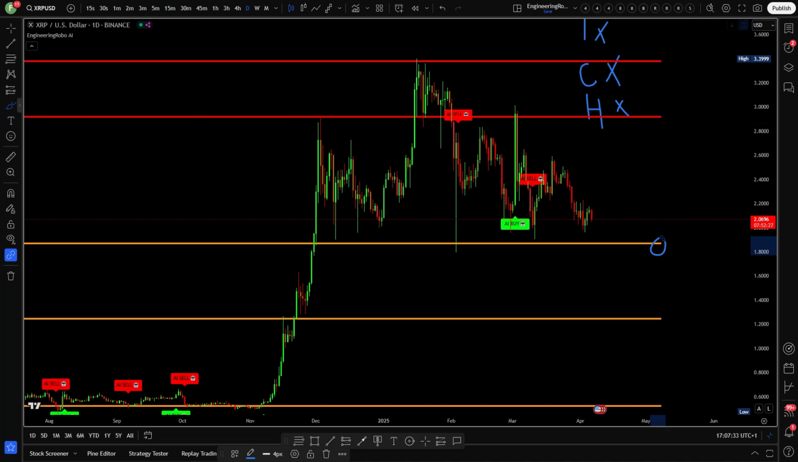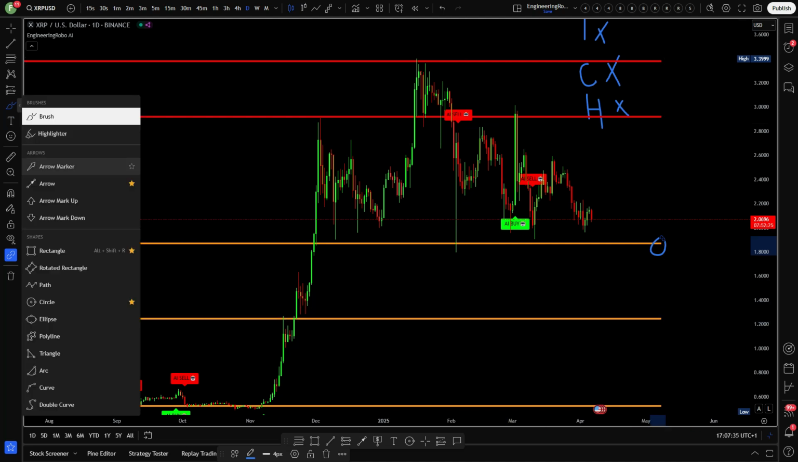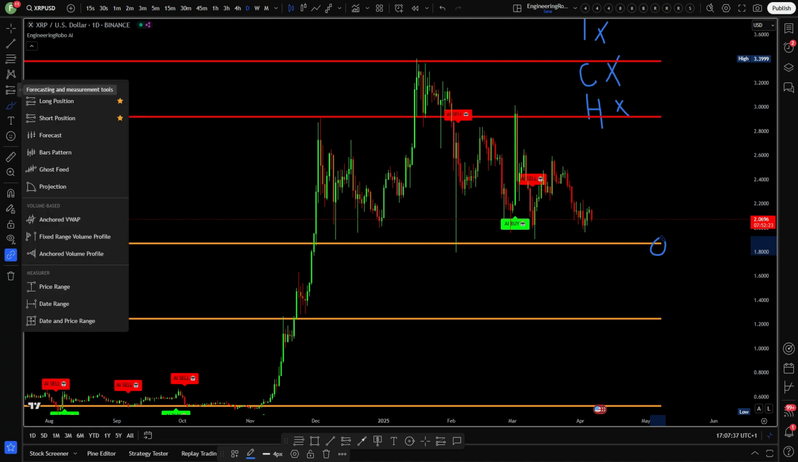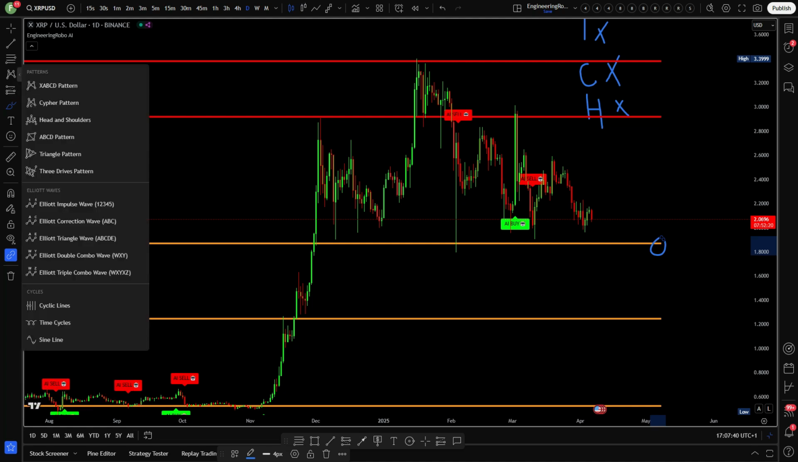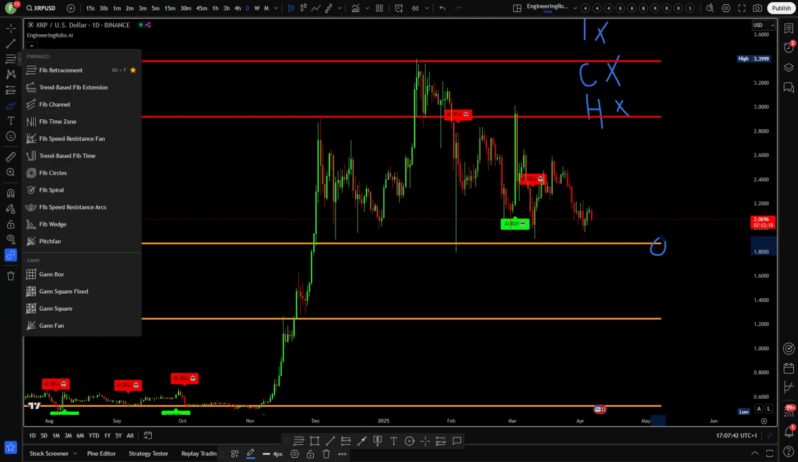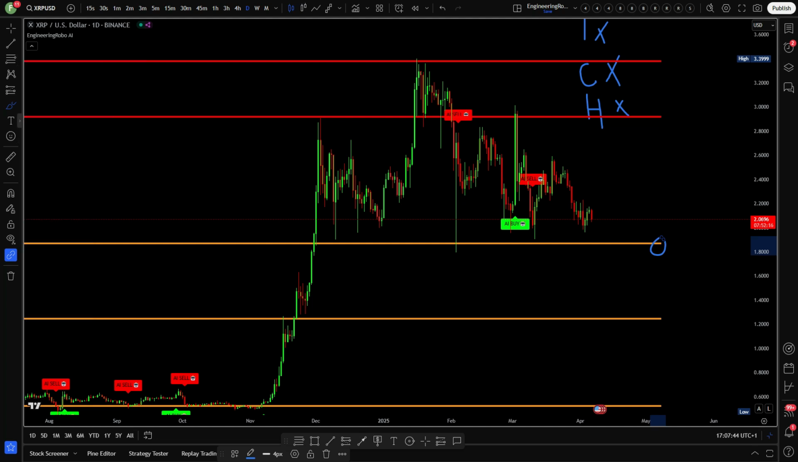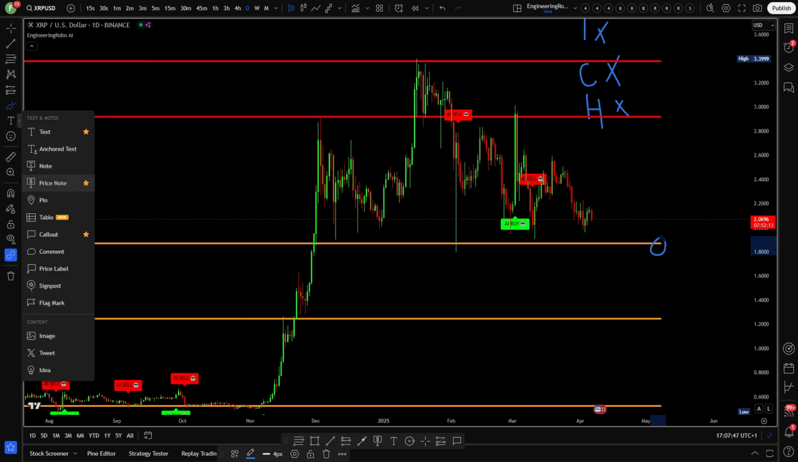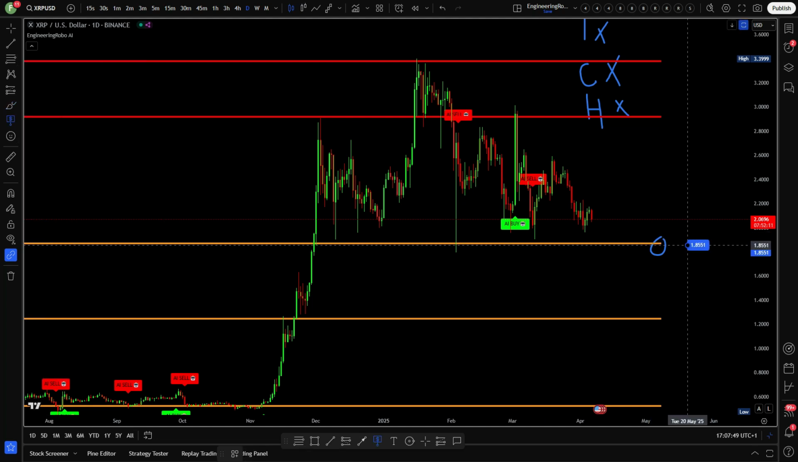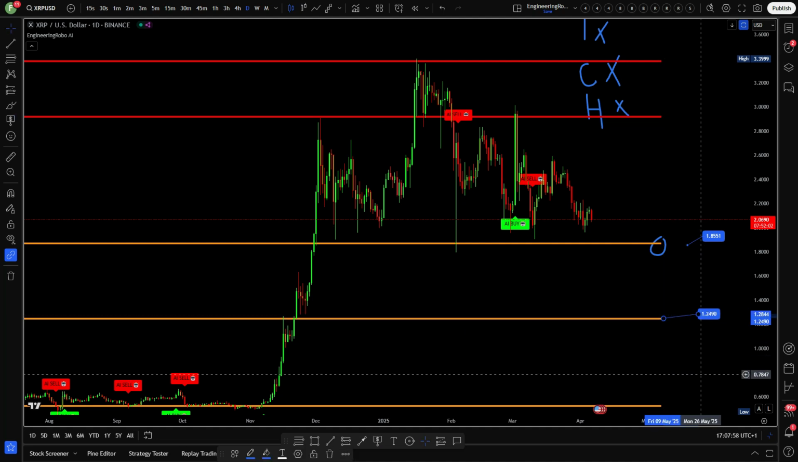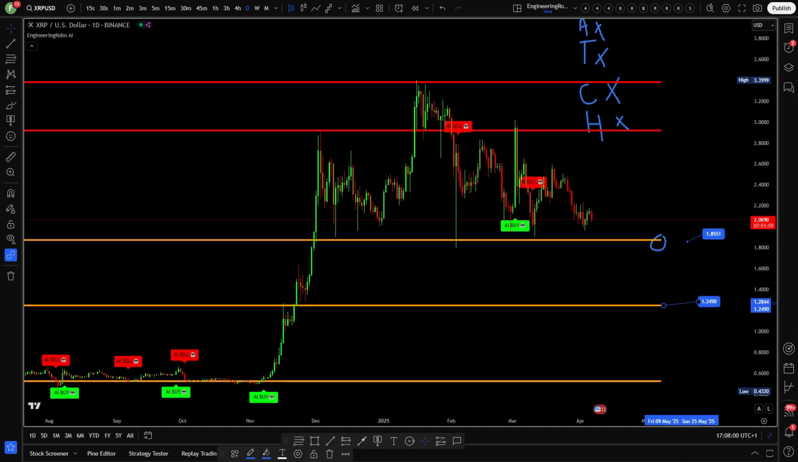So right now, I would say if I bring up the price point label, which is, I think it's under this one. There we go, price point. So if I just put one here, $1.85, and then the same on this level here. These are the areas that we actually want to be looking at.